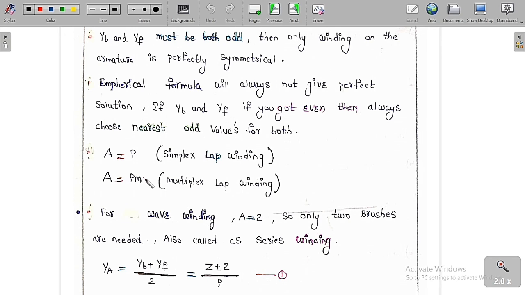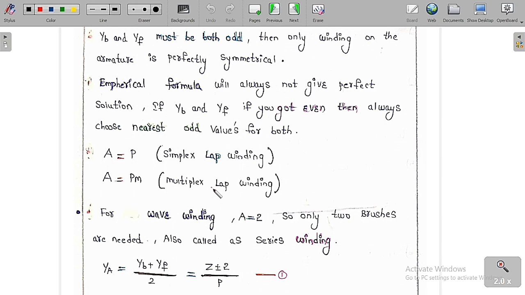Always, the number of parallel paths is equal to the number of poles into M, where M is called the multiplicity of the lap winding. M is equal to 1 for simplex, M is equal to 2 for duplex, M is equal to 3 for triplex, M is equal to 4 for quadruplex. So this is a point that you always have to remember. A is equal to P into M. This is a very general formula.